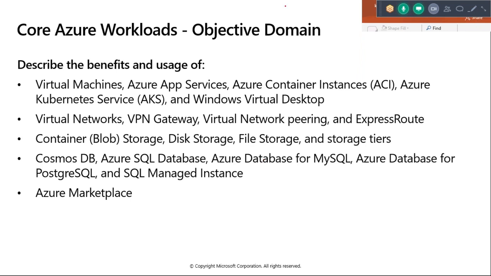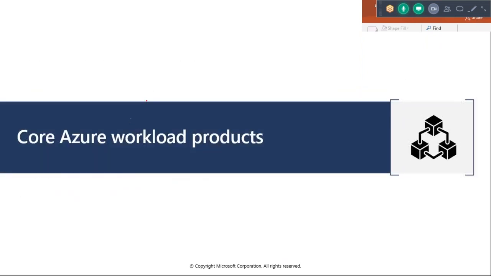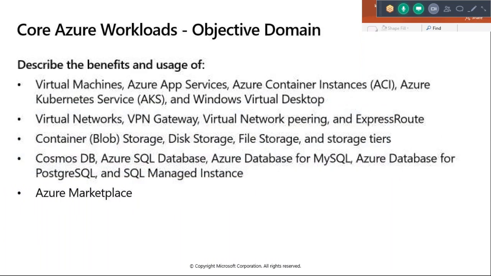Well, continuing now, I hope there are no more questions on the last discussion, which was about the availability zones and so on. Next are the core Azure workload products, which I'm going to speak about: virtual machines, app services, container instances, Kubernetes, virtual desktop, virtual network, gateways, peering, and ExpressRoute. We'll just understand them. Not everything will be discussed in depth, but you are going to get introduced to them: what these are and why you use them.